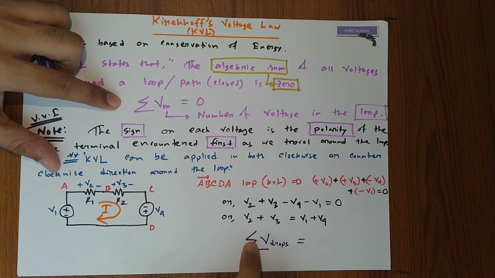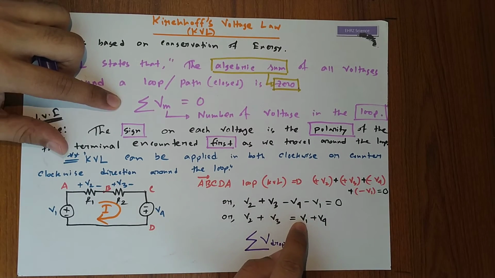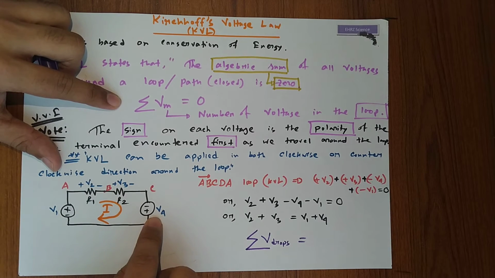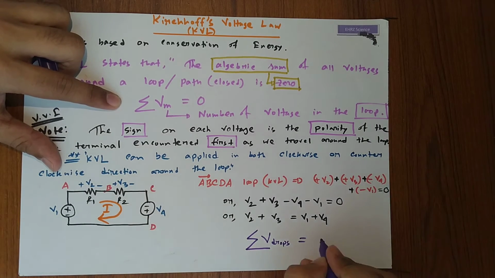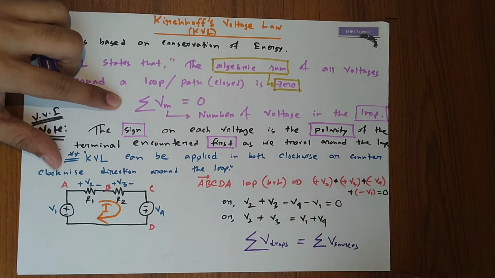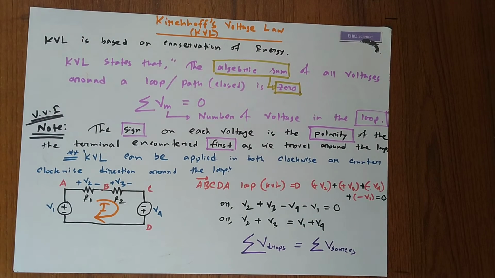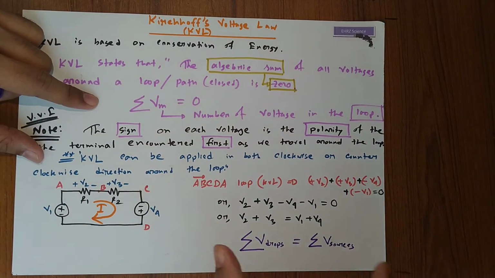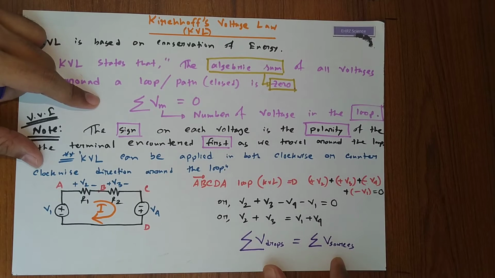Okay, the summation of all the voltage drops. And what is V1 and V4? V1 is the voltage source and V4 is also the voltage source. So this is the summation of voltage sources. So this is the short form, or this is the exact form of Kirchhoff's voltage law.